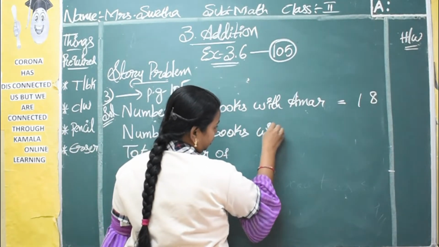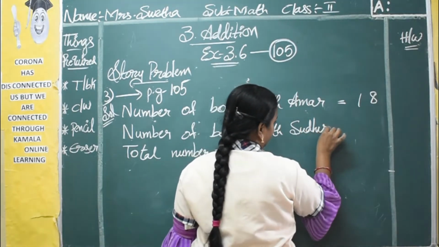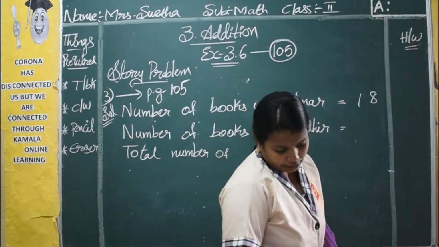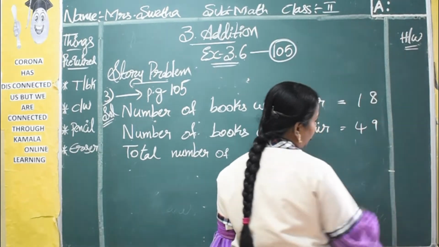with, in the place of Amar we will write Sudhir. Okay. Equals to should be in the same line. Now how many books is Sudhir having? He is having 49 books. So 4, 9, 49.